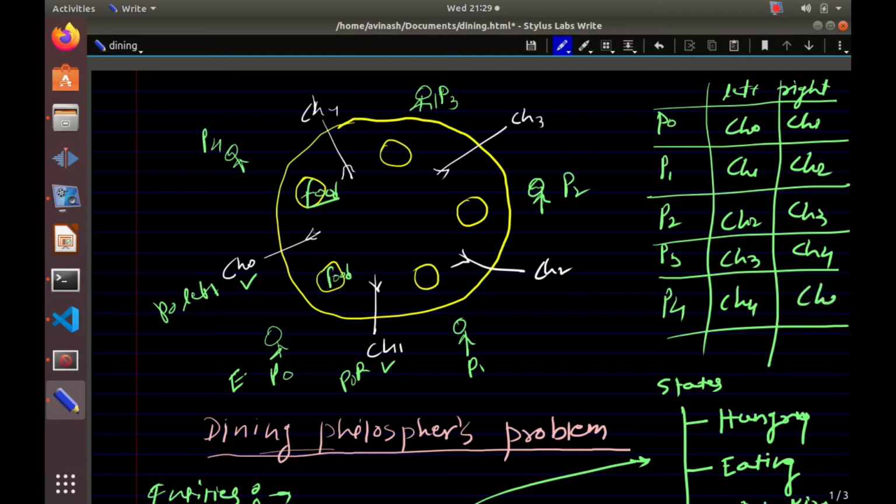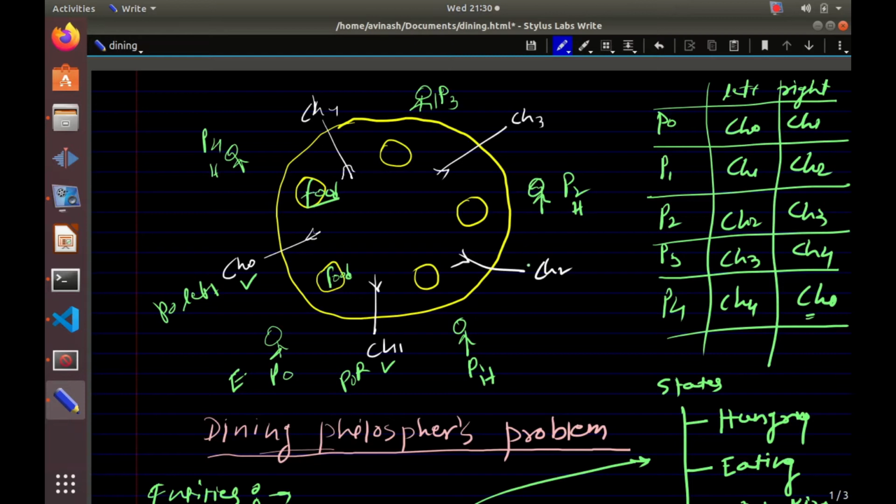So that means whenever P0 starts eating, even though P1 is in the hungry state and wants to eat, he will not be allowed to eat, because the chopstick CH1, which is required by P1, is already held by P0. Similarly, if P4 is in the hungry state and also wants to eat, he can't eat, because the right chopstick CH0 required by P4 is already occupied by P0.